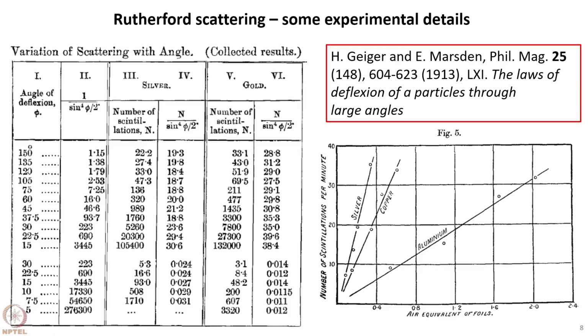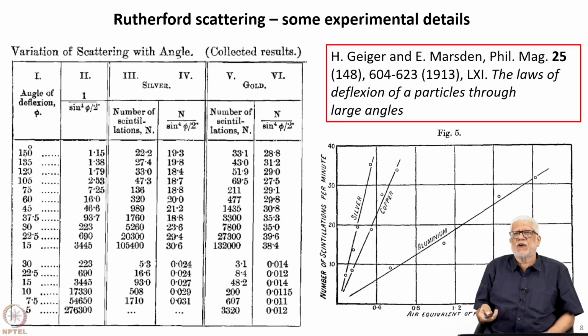Okay, so this is some of the data taken from their publication in Philosophical Magazine in 1913, the laws of deflection of alpha particles through large angles. So you can see that as a function of the angle of deflection, n by sine to the 4 theta by 2 is roughly a constant, from 15 degrees to 150 degrees. Okay, and then there are other quantities that are also put in there.